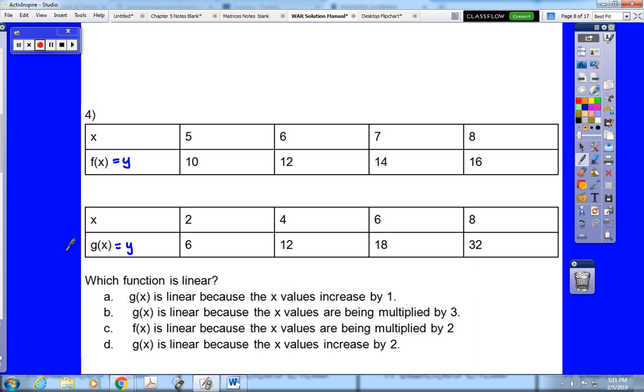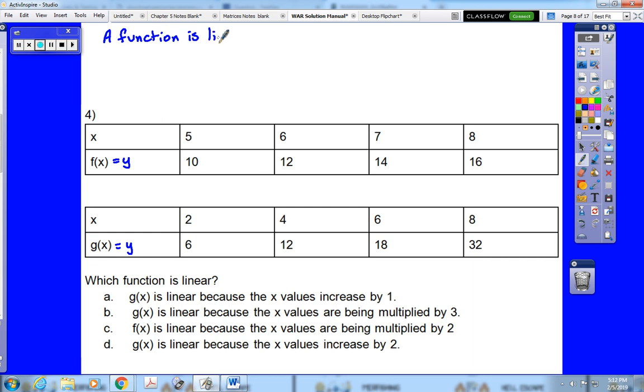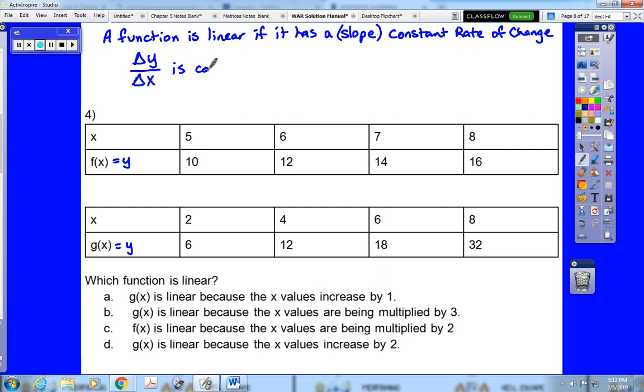Well, what makes a function linear? A function is linear if it has a constant rate of change. Okay, if change in y over change in x is constant. Change in y over change in x is constant. That's what we look for. We look to see if both columns, both rows in this case, are changing by the same amount.